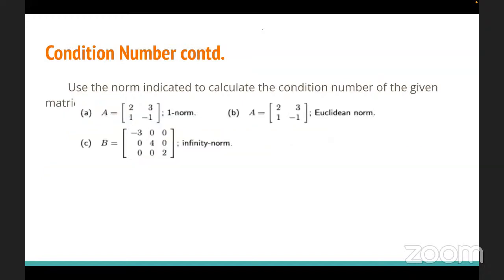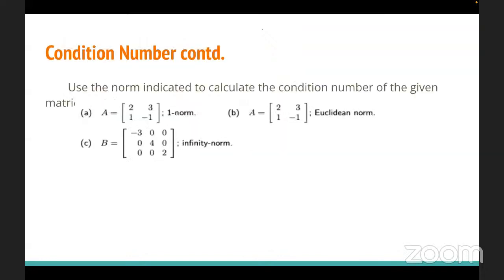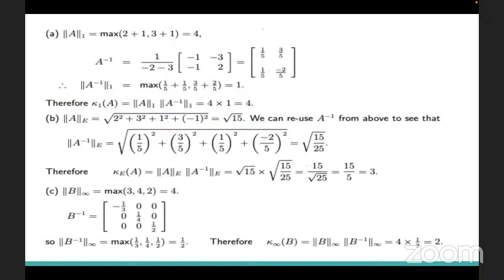Now, before we do this, I said we have to get the inverse of a matrix. So now we want to calculate the condition number of this matrix using the different norms we learned earlier. These are 2 different matrices. A and B are the same matrix, using one norm and Euclidean norm. We also now want to get the condition number for a 3x3 matrix, so we are going to use infinity norm for that one. Don't forget, the condition number of any matrix is the norm of the matrix multiplied by the norm of the inverse of the matrix.